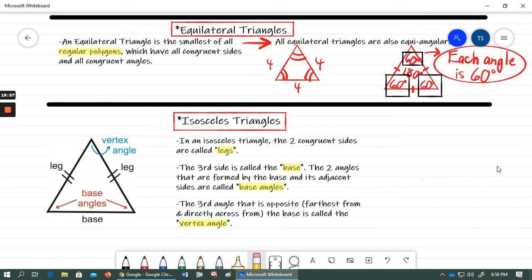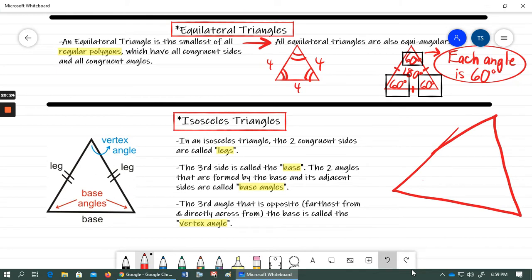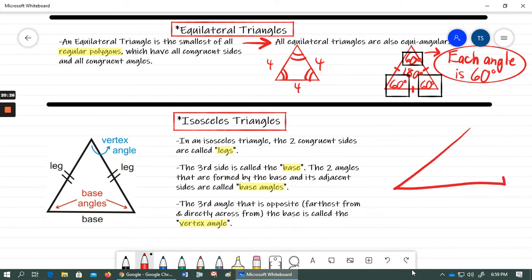All right, so the base of an isosceles triangle is going to be that side that is not the two legs, okay? And it does not have to be the side that's at the bottom of a triangle. You can have a triangle looking so many different ways. I mean, now that mess there is just making my triangle look like that.